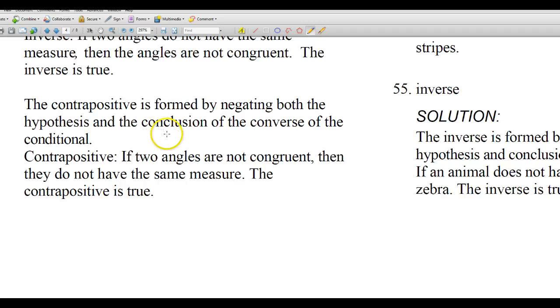The contrapositive is formed by negating both the hypothesis and conclusion of the converse of the conditional. So we want to do both here, switch it around and negate. So if two angles are not congruent, then they do not have the same measure. The contrapositive is also true. So two angles that are not congruent will not have the same measure.